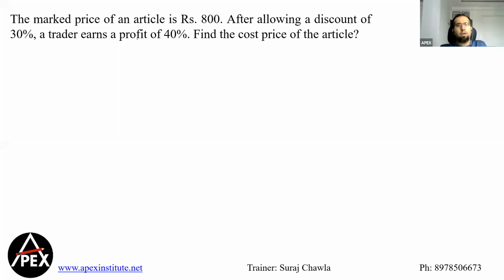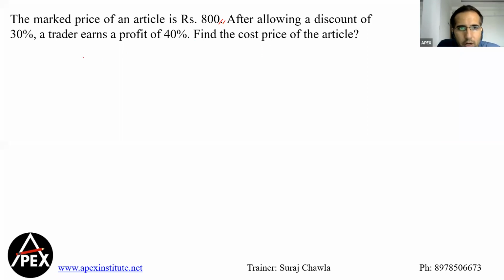A trader marked up an article for 800 rupees. The mark price of an article is 800 after allowing a discount of 30%. Suppose the first part of the statement was not given. The mark price of an article is 800 rupees. After allowing a discount of 30%, a trader earns a profit of 40%.